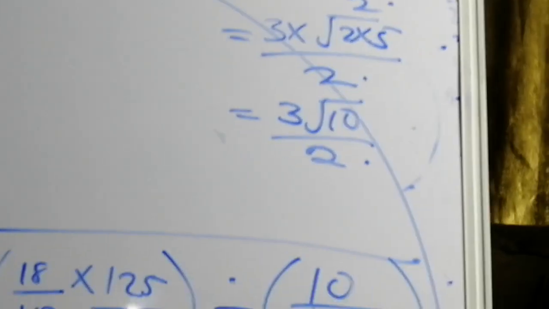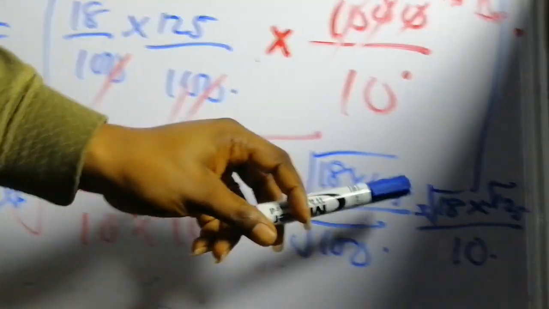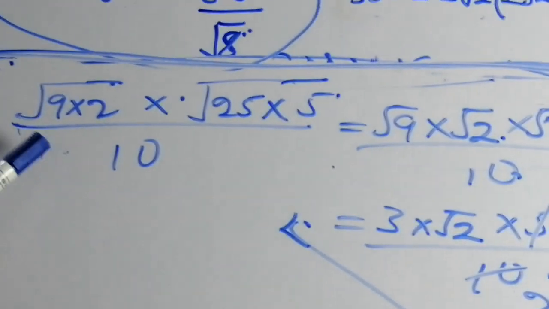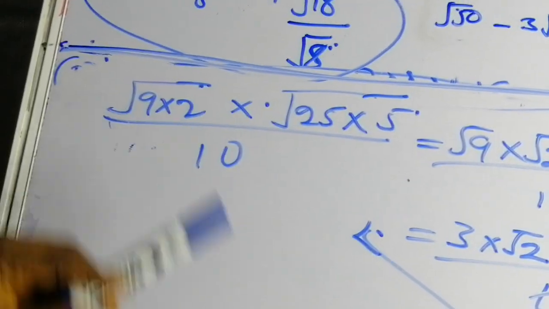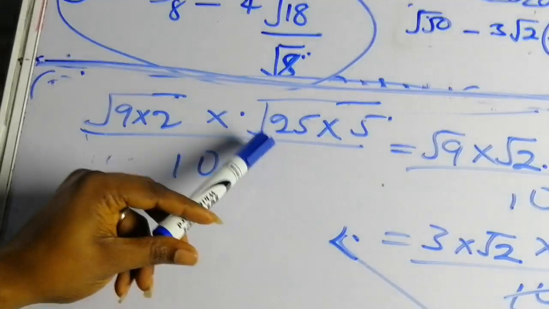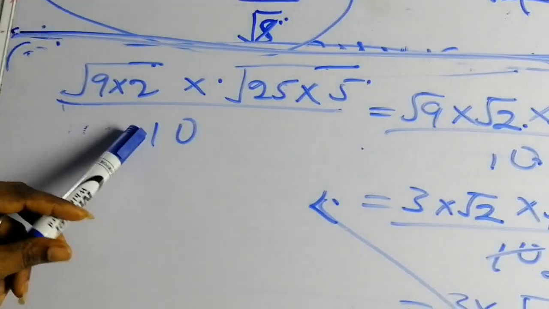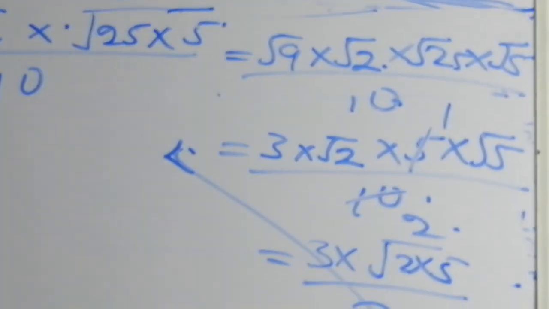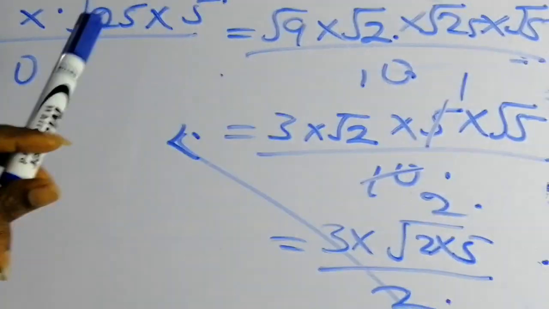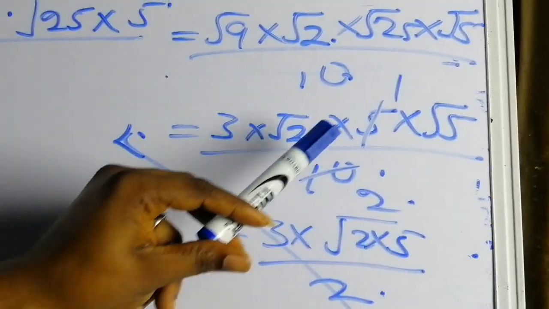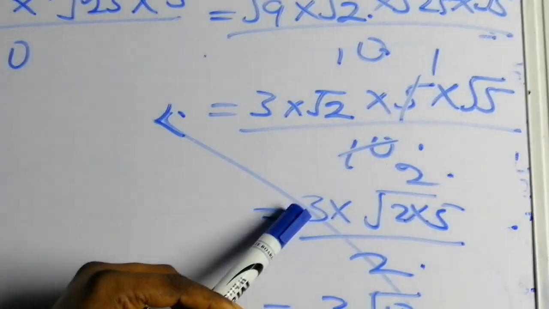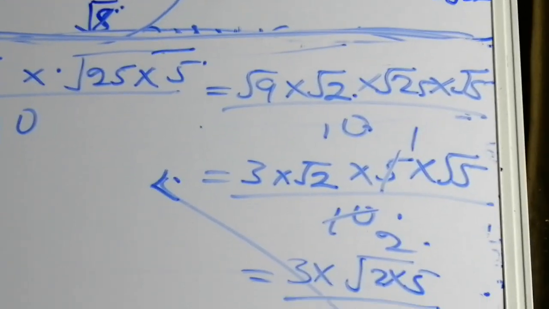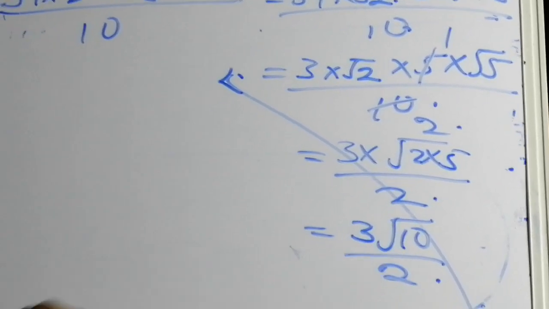Very simple. Look at it, I've split here root 18 times root 25 over 10. 18 is the same thing as 9 times 2, then 125 is the same thing as 25 times 5 over 10. Square root of 9 is 3. I have my root 2, multiplication law. Square root of 25 is 5. I have my 5 here over 10. 5 here 1, 5 here 2. I have 3 times root 2 times 5, multiplication law, over 2. At the end of the day, I have my answer.